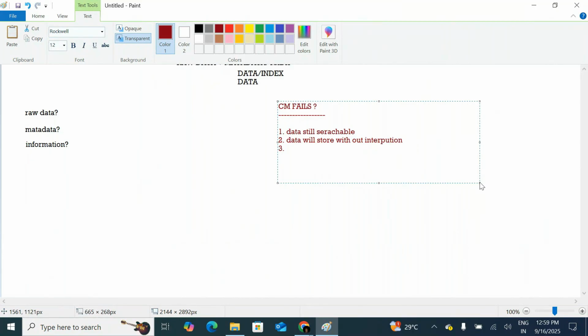Third one, replication. CM is only initiating the replication. If CM fails, replication will still happen. How it will happen, I will tell you. Understand, sir? Still replication will happen. Then what is the problem with CM failing?